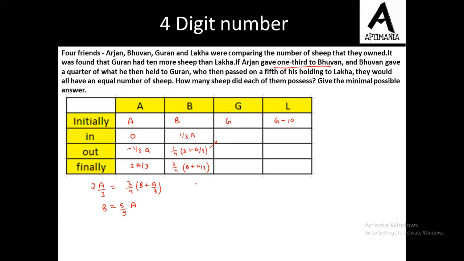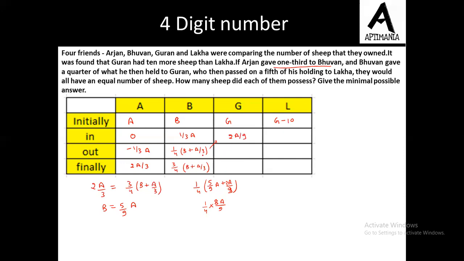Now the amount transferred out was 1 by 4th of B plus A by 3, that is 5 by 9 of A plus A by 3. Now this 5 by 9 of A plus A by 3, on taking the LCM, this becomes 3A by 9, so this will be 8A by 9. And 1/4 of this part is transferred to G, that is 2A by 9. Now 2A by 9 is transferred to G.